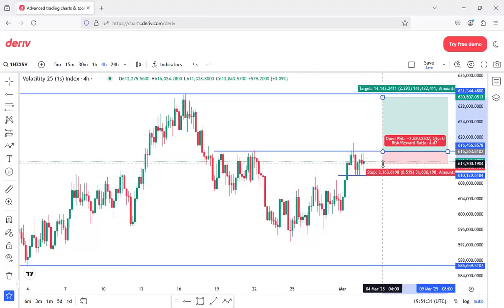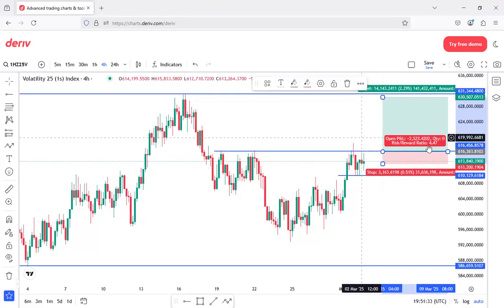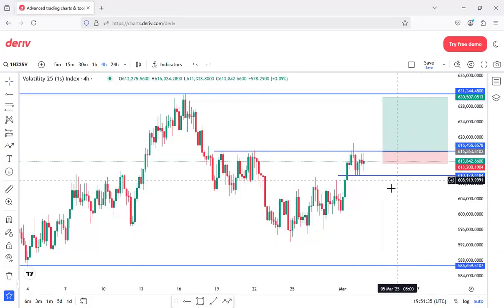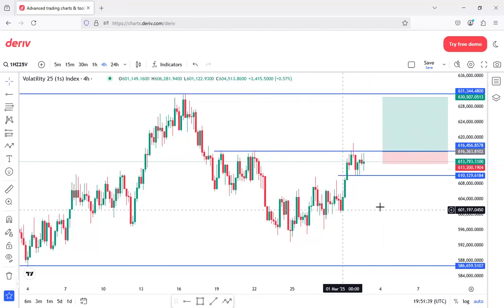Then we put our stop loss. This is about a 4 risk reward ratio. You see that? And if price breaks here, you can sell back to this low, right? So there you just have it.